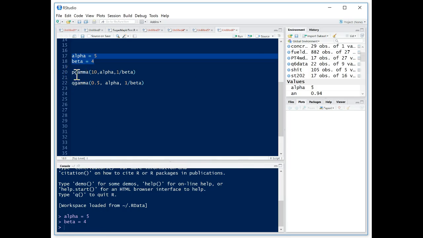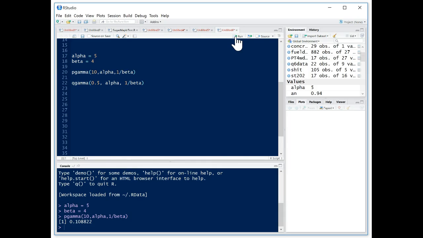And then I'm going to run the line pgamma. So if I want to find the probability that the number of minutes is less than 10, then I can use this command. This is the cumulative distribution function for the gamma random variable, where 10 is my value of interest, alpha is my shape parameter, and 1 over beta will be my rate parameter. So I'm going to run this line, and I get that the probability that x is less than 10 is equal to 0.10882. That was a lot faster than trying to do this by hand.